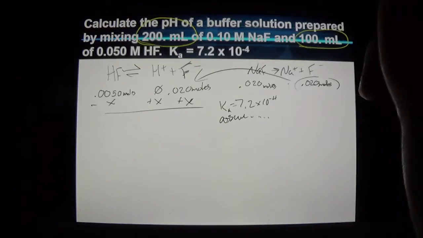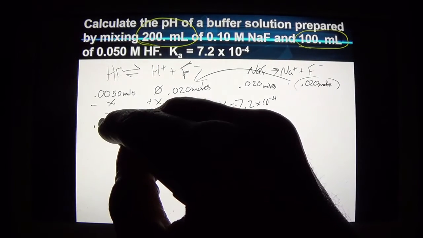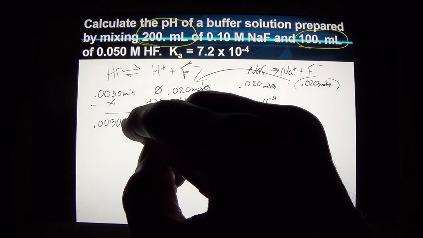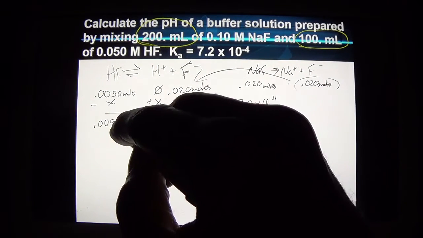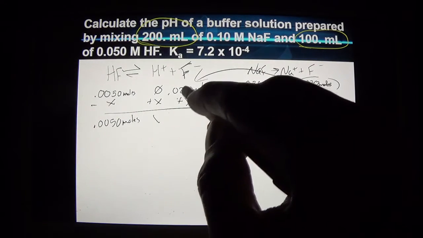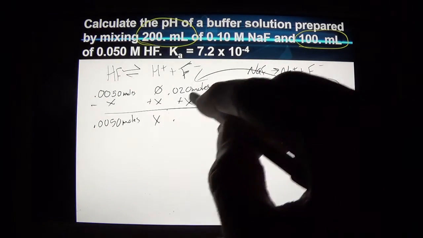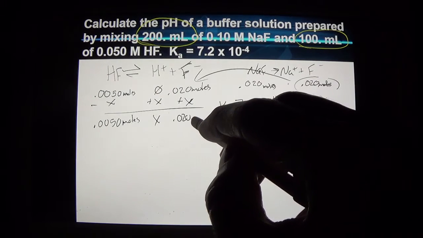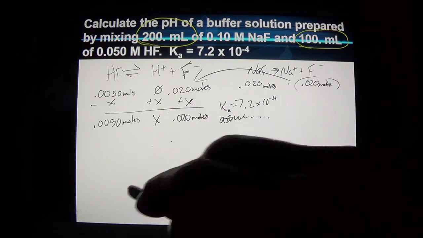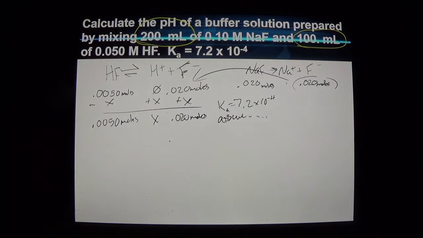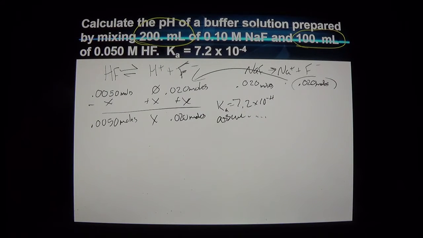Okay, so this, when I assume, remains 0.0050 moles. This is X, and this one I assume, because the same assumption there would work here, 0.020 moles there. Okay, and I will check later if my assumption was a safe assumption.